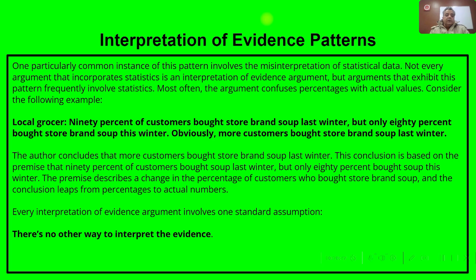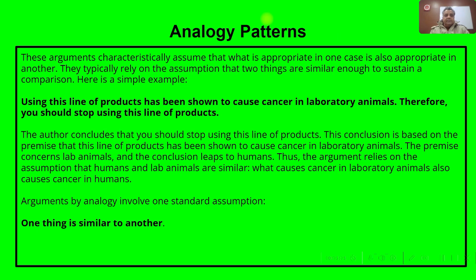So let's read further. The author concludes that more customers bought store brand soup last winter. This conclusion is based on the premise that 90% of customers bought store brand soup last winter, but only 80% bought soup this winter. The premise describes a change in the percentage of customers who bought store brand soup, and the conclusion leaps from percentages to actual numbers. Every interpretation of evidence argument involves one standard assumption: there is no other way to interpret the evidence. Moving further, analogy pattern. So the analogy pattern is based on the assumption that there is a similarity between two things.